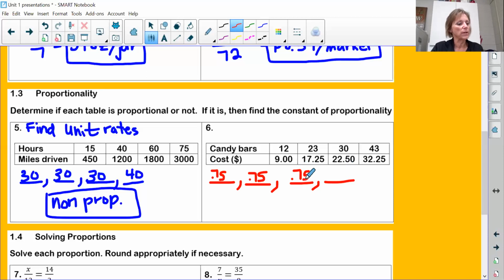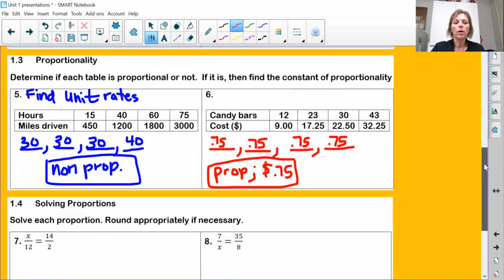Okay, let's see if the last one is 32.25 divided by 43. Oh, 0.75. So they are all at the rate of 75 cents. So I'm going to call this proportional. And I'm also going to put 0.75 in dollars, because that is the constant of proportionality. So there's my full answer.